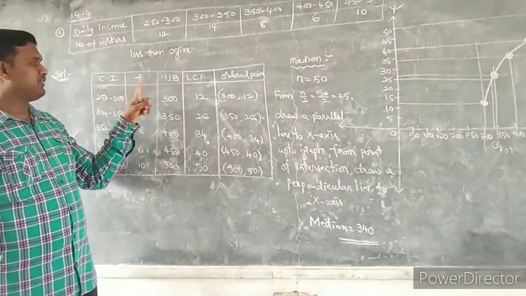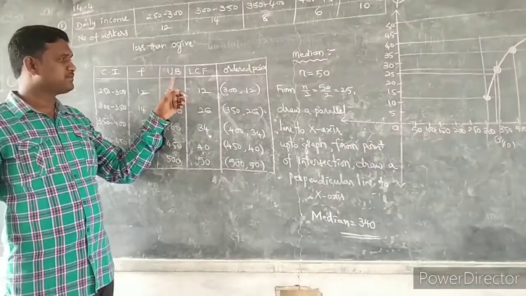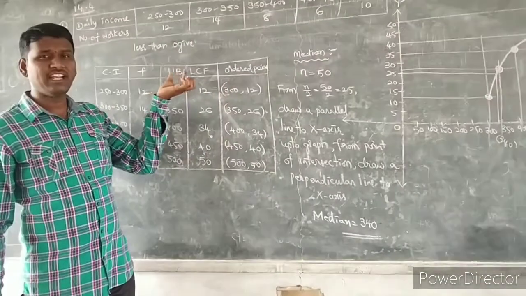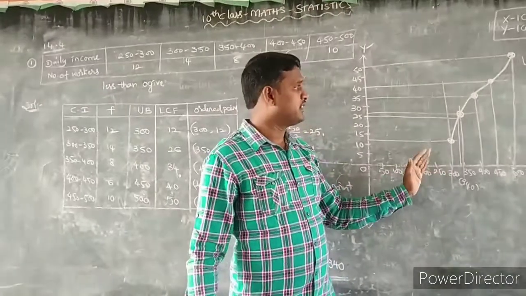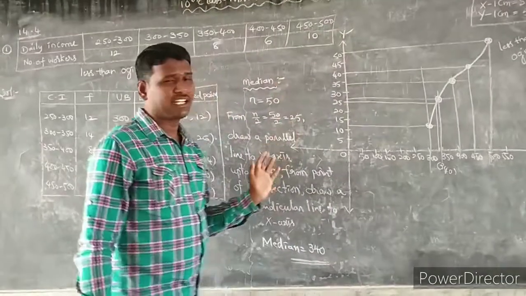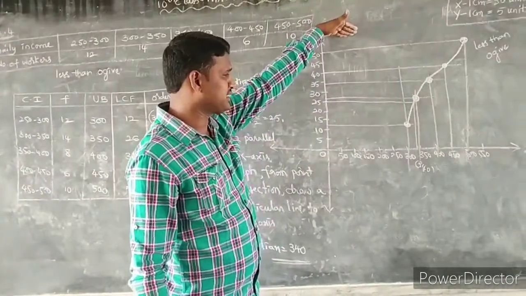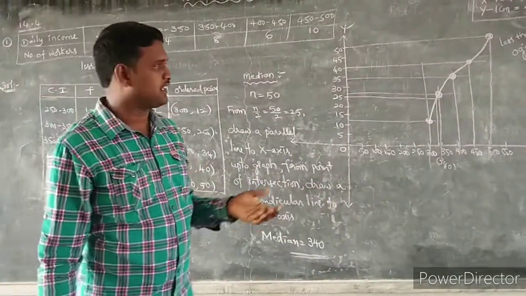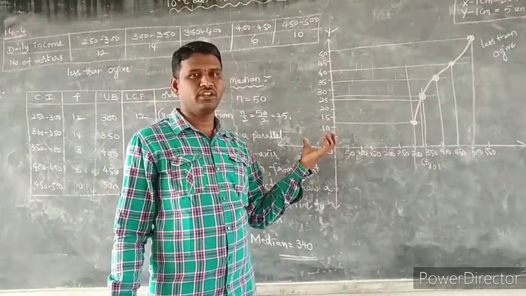Class intervals, frequencies. In place of upper boundaries, we will take lower boundaries. In place of the less than cumulative frequency, we will take the greater than cumulative frequency. Lower boundary, greater than cumulative frequency. This less than type ogive is a rising curve. It is rising, and the more than type ogive you will get is a falling curve. It will start from up and go down. And in the next class, let us learn how to draw the more than type ogive and how you can find the median.